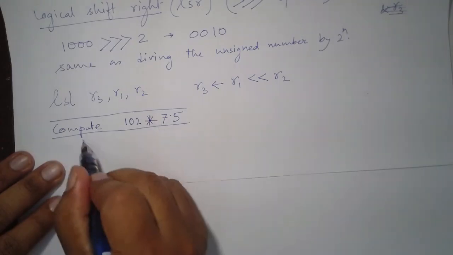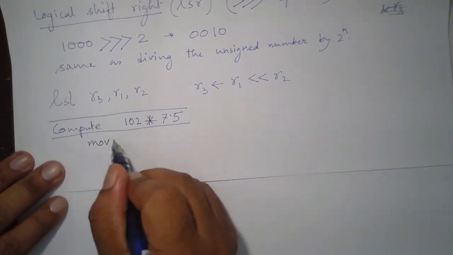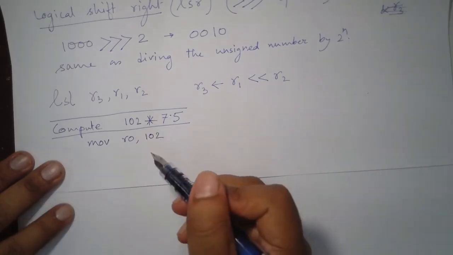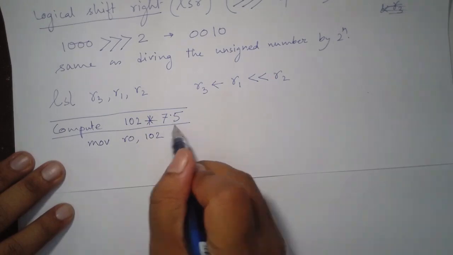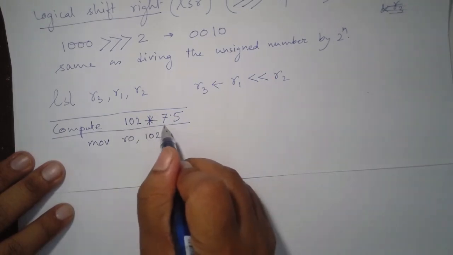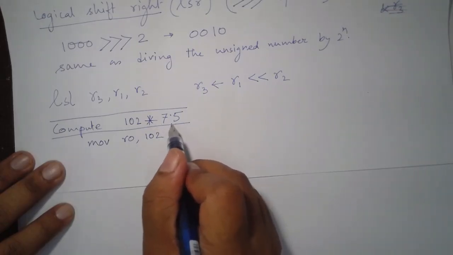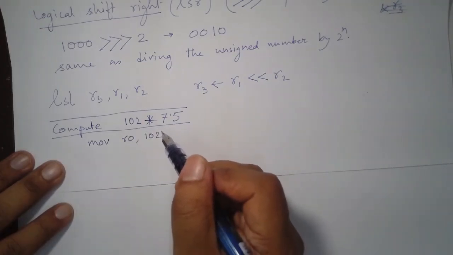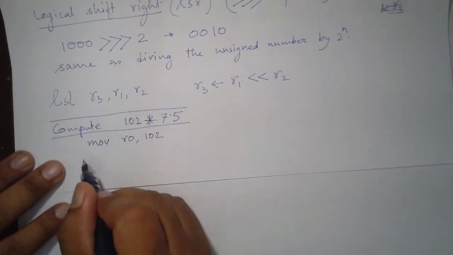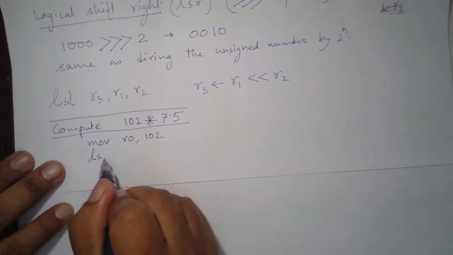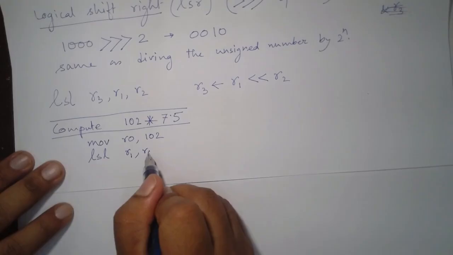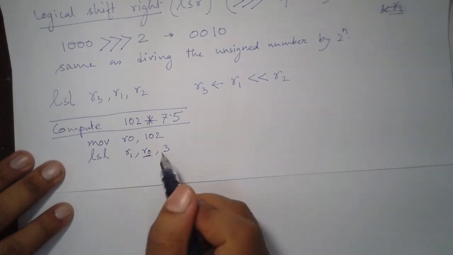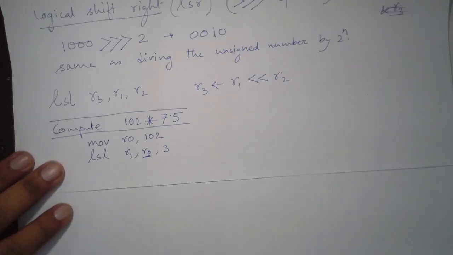So let us say we write down that we will first move this value 102 into the register R0. All right. Now the first step we can do is multiply this number 102 with 8. Multiplying this with 8 is equivalent to shifting this number to the left by 3 positions, right. So we can write LSL R1 R0 3. What it will do is shift the content of R0 towards the left by 3 positions, which is equivalent to multiplying it with 8.